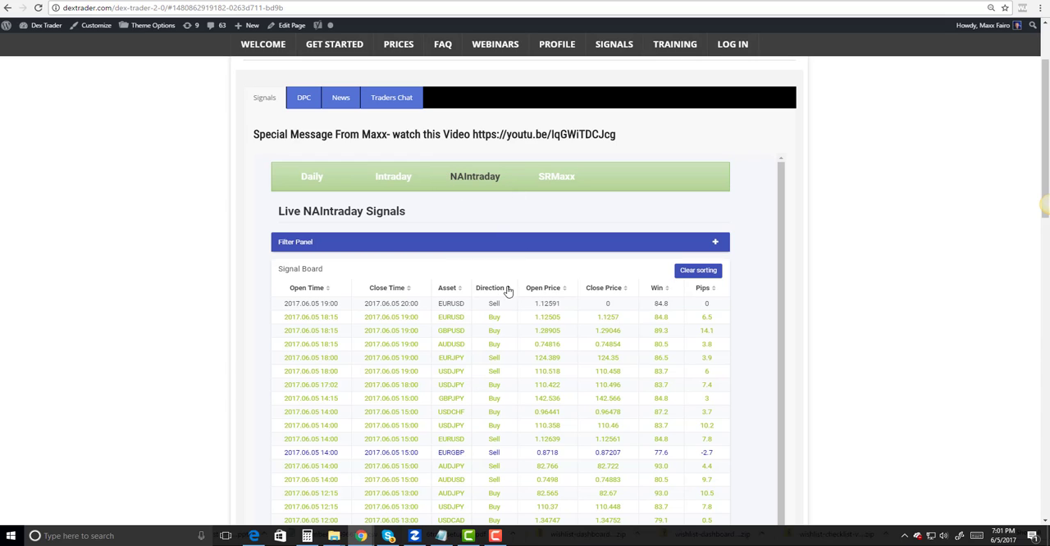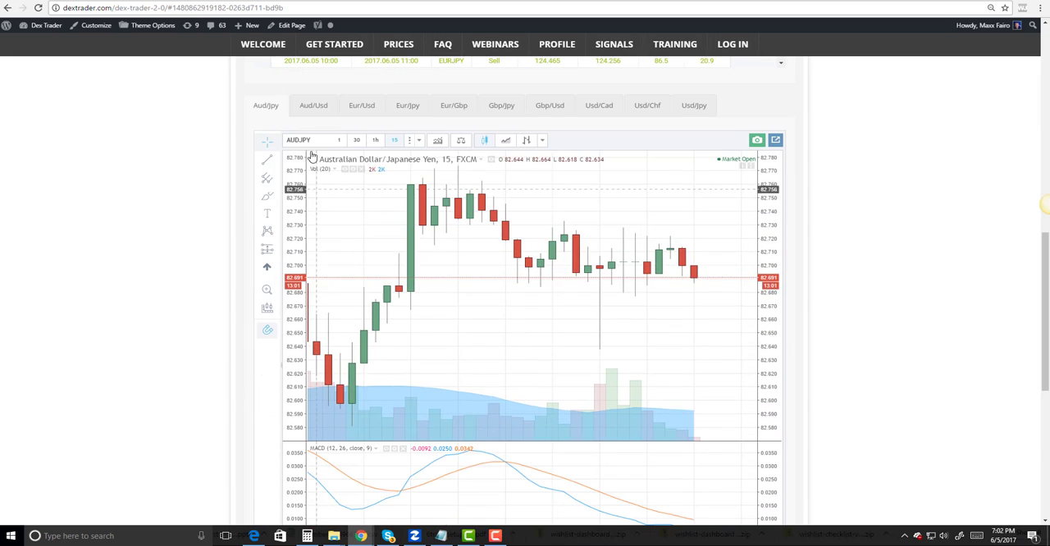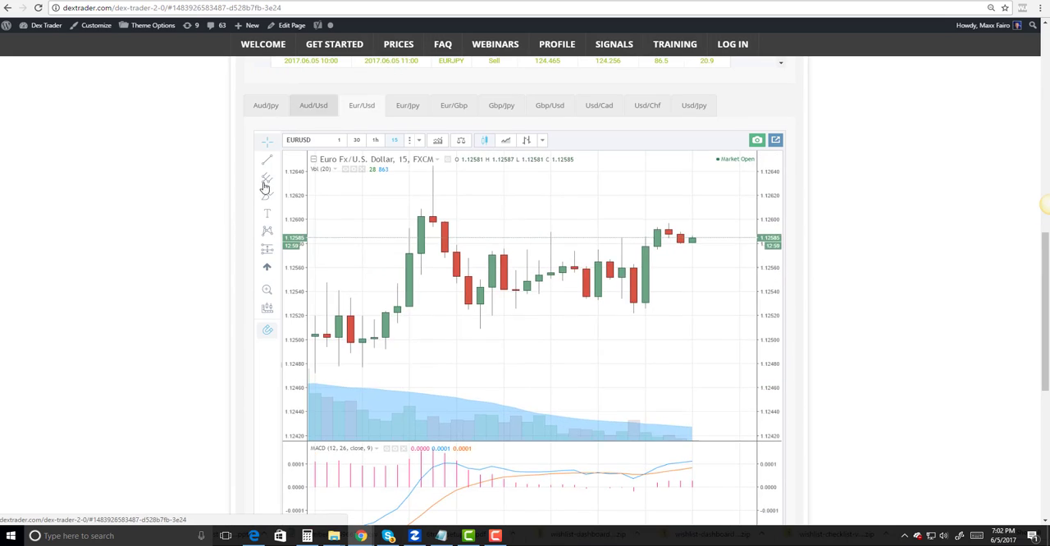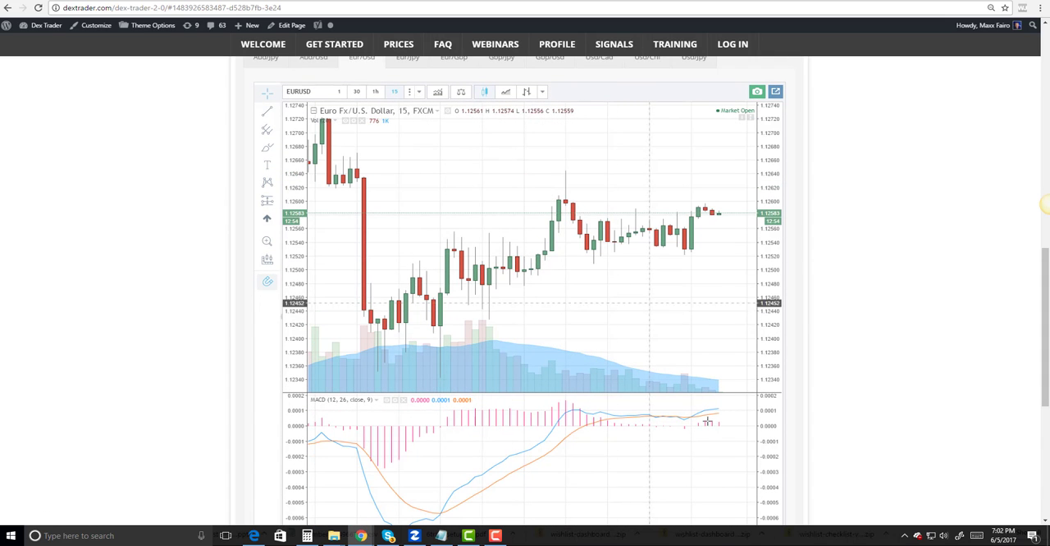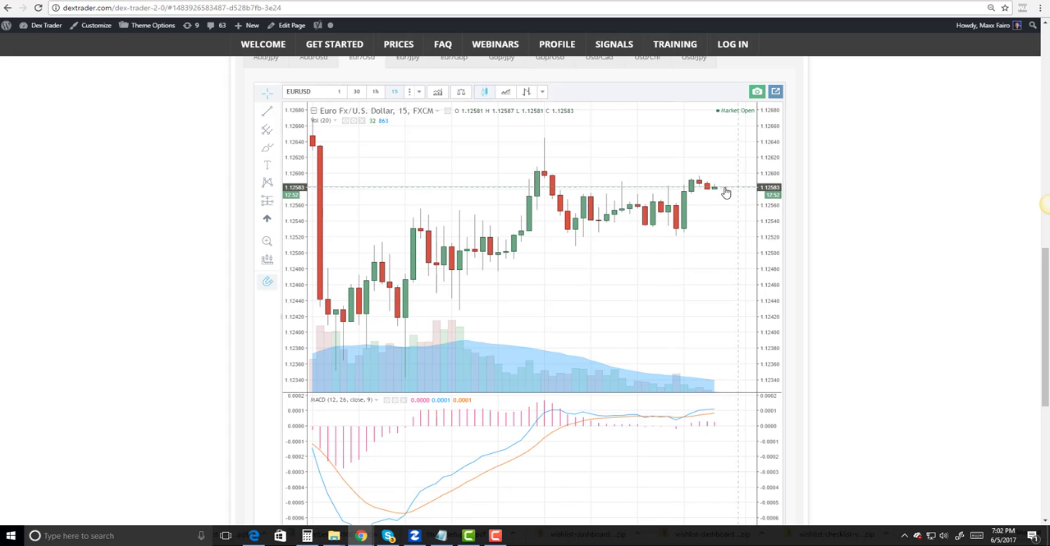Euro USD came up on the NA intraday for a sell at 12.59. I'm looking at the Euro USD on our site here just real quickly to see, it's in an uptrend. 12.59, we're at a pretty good number here right now.